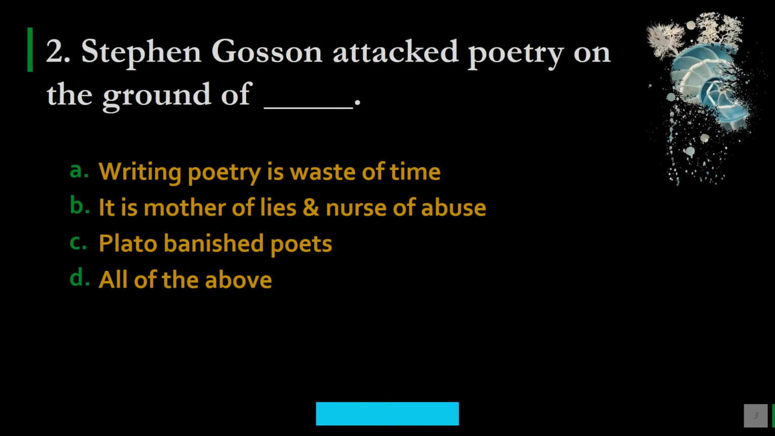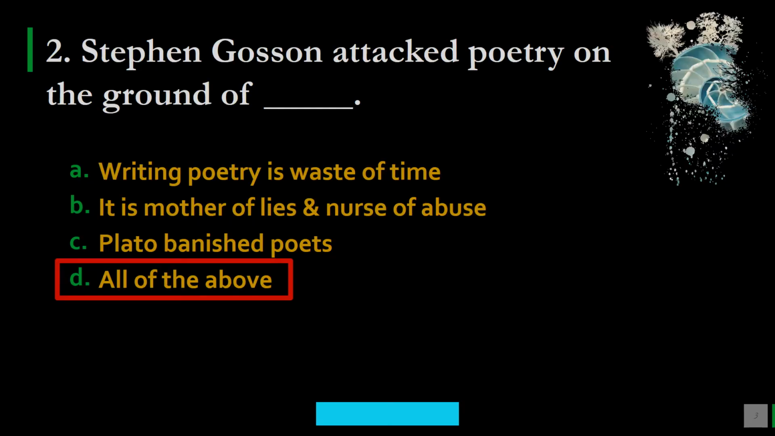Question number 2. Stephen Gosson attacked poetry on the ground of, what were the grounds? Here we have options: A. Writing poetry is waste of time, B. It is mother of lies and nurse of abuse, and C. Plato banished poets, and the last option D is all of the above. So please note down your option, and the correct option is D, all of the above.